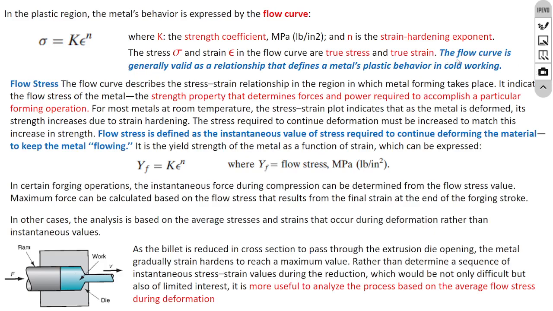The flow curve, this sentence is important. The flow curve is generally valid as a relationship that defines a metal's plastic behavior in cold working. This flow curve is more applicable or valid in cold working. If the material is not very hot but at almost room temperature, it is said cold working, then this equation is valid.